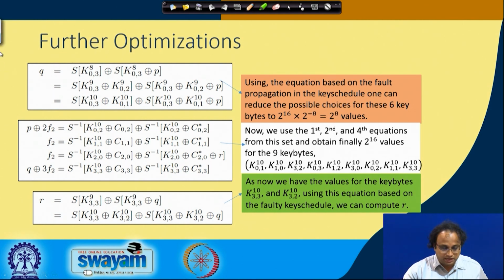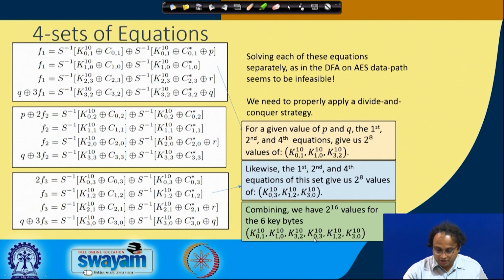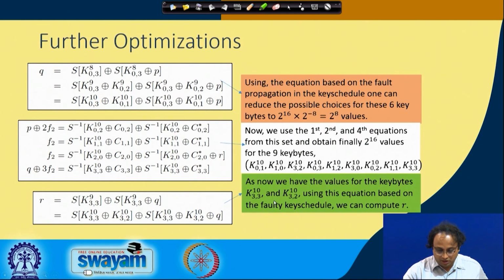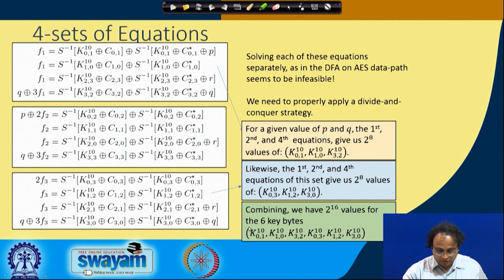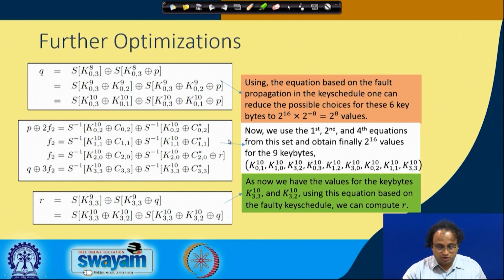We have already got a value of Q. Go back, you see that these keys like K0310, K0110 are already in your set, K03 and K01 are already in your set. Therefore, what I can do is I will just plug it into this equation and see whether this set satisfies this equation. And the probability of that happening is 2^-8. So that means 2^16 will be multiplied with 2^-8, and therefore you will have 2^8 values for these 6 key bytes.